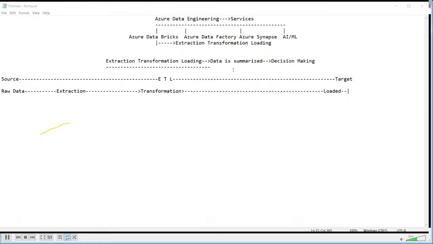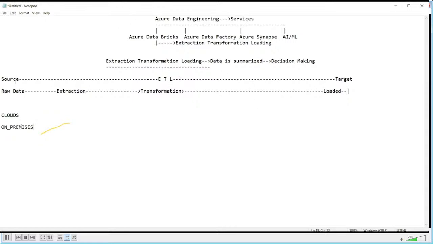Okay. So, before we see some examples on how actually this process takes place, let us try to understand a few more things here. Then we'll come back to this. Let us try to understand, first of all, what is a cloud? And what is an on-premises?